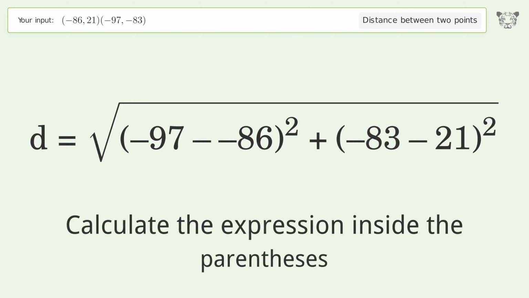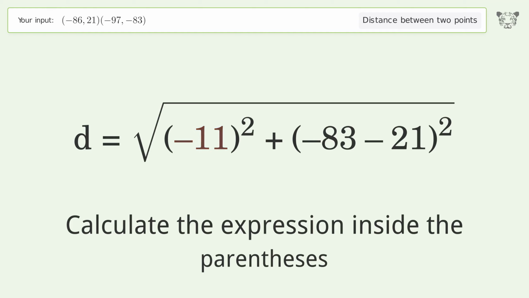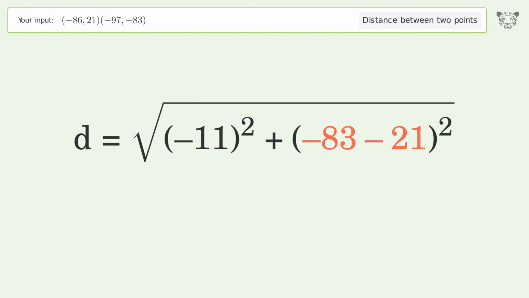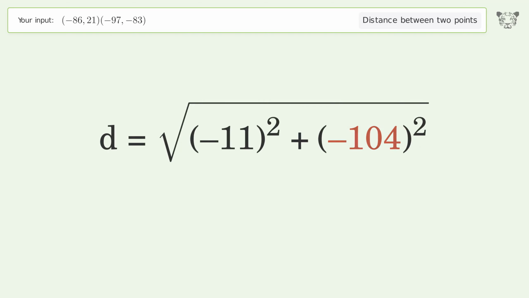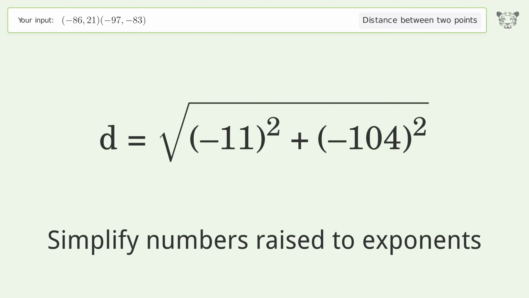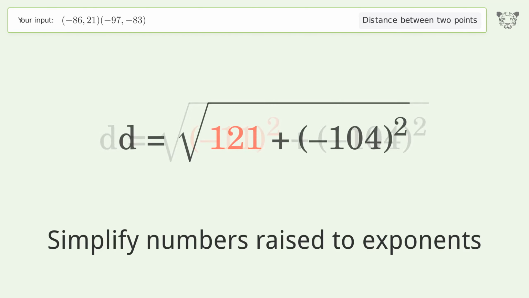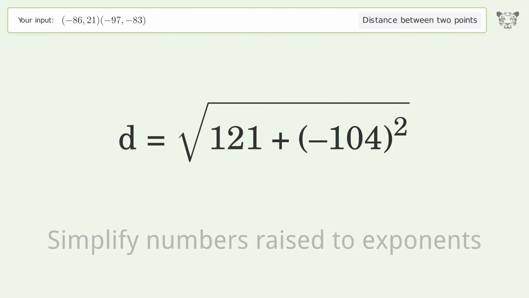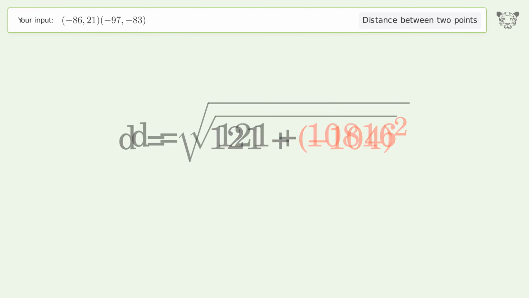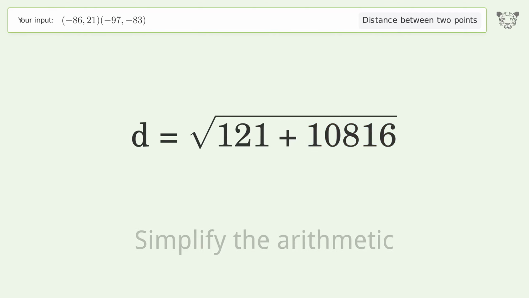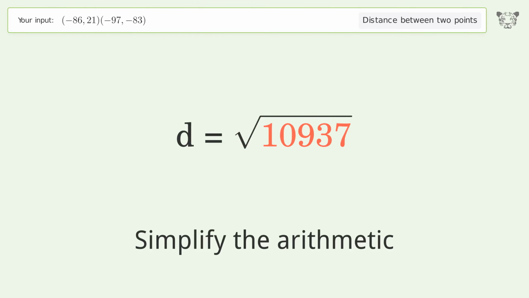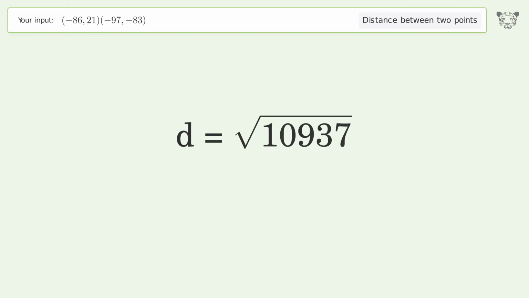Calculate the expression inside the parentheses. Simplify numbers raised to exponents. Simplify the arithmetic. And so the distance between the 2 points is the square root of 10,937, or 104.58.